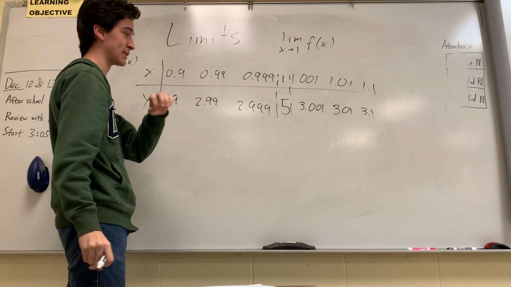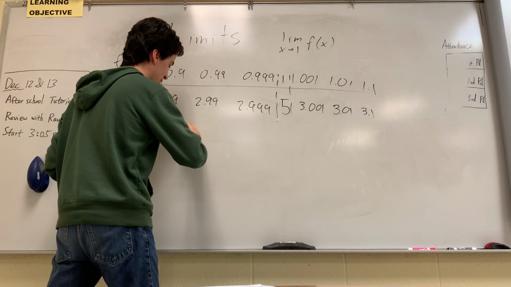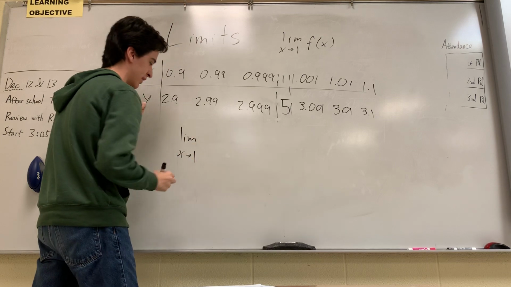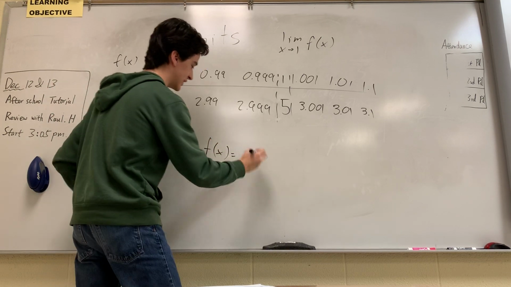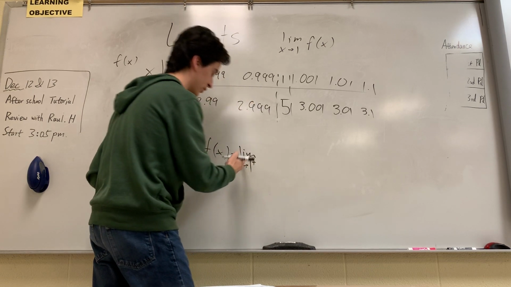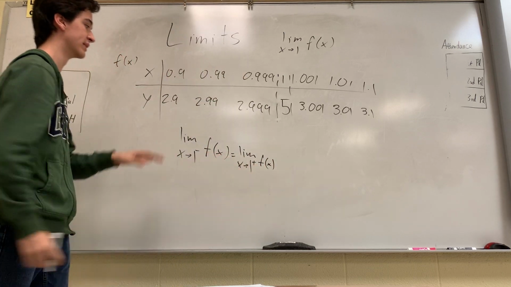And this also brings up another point: whenever you have a limit, you have to check whether the limit as x approaches a number, we're going to look at 1 right now, from the left side of the function is equal to the limit as x approaches that number from the right side of the function. Because if this is not true, then the limit cannot exist.